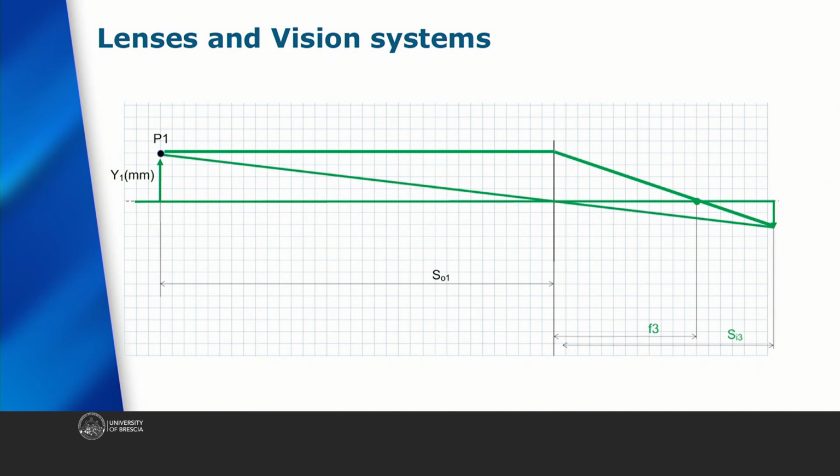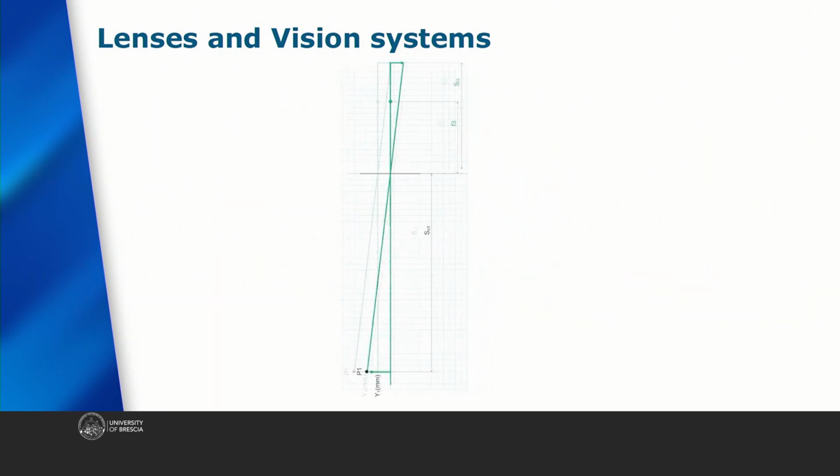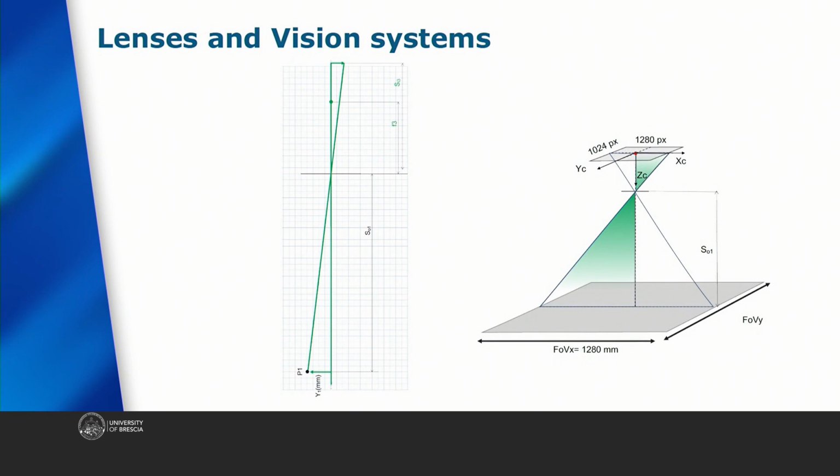Now let's try removing one of the two light rays, and also try rotating the entire figure. What you get is the actual simplified diagram of a vision system, where at the bottom, so in the same object plane as before, we find the field of view. That is, the plane where the object to be captured is placed. At the top, instead, is the plane where the image of the captured object is formed. This plane coincides exactly with the camera sensor.